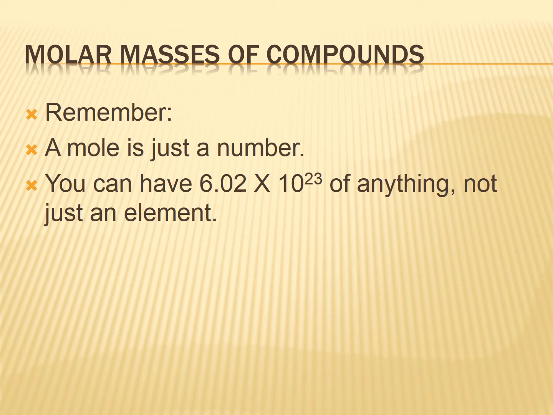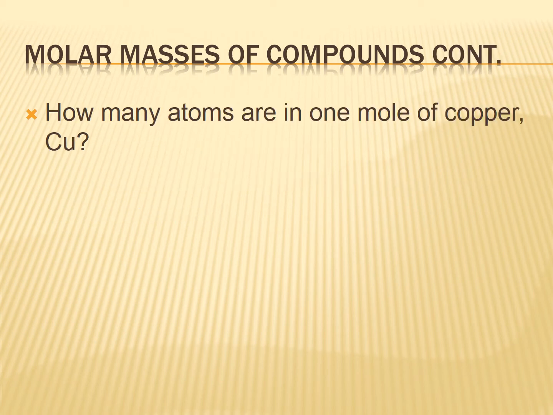So remember, when we're talking about a mole, you can have a mole of anything. You can have a mole of atoms, a mole of pennies, a mole of molecules. It's always going to be 6.02 times 10 to the 23rd. So how many atoms are in 1 mole of copper?